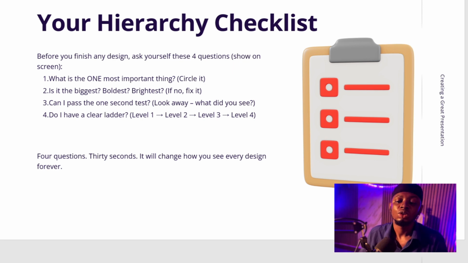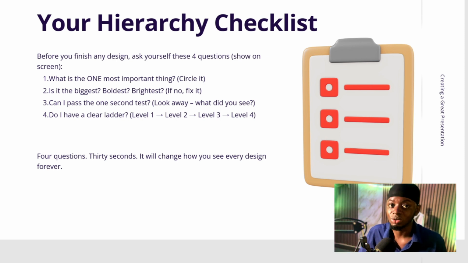And the last one is, do I have a clear ladder? The ladder is level 1, level 2, level 3, level 4. Level 1 is the most sales word. Level 2 is the services. Level 3 is the call to action, and level 4 is the contact details.